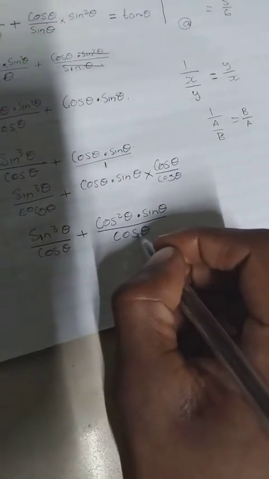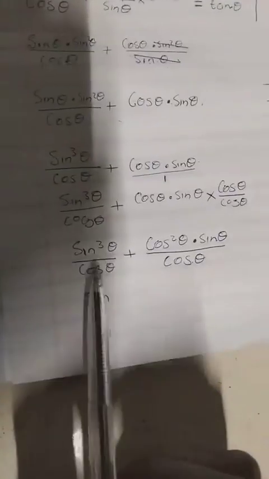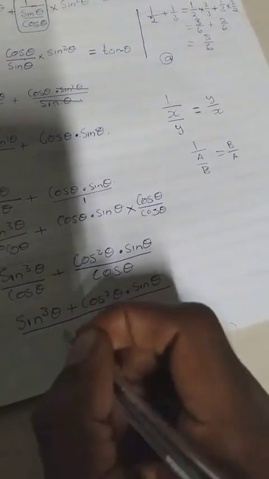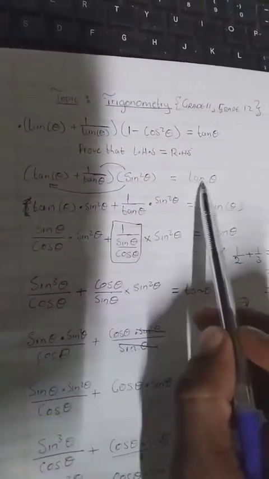Then I'm going to add the numerators. So I'm going to have my cos theta being like that, and I'm going to have sine 3 theta plus cos squared theta multiplied by sine theta, which is all divided by cos theta. I think I was right. I have to separate this into that. Remember, guys, I'm coming back again. I'm proving that this is going to be equal to tan theta.